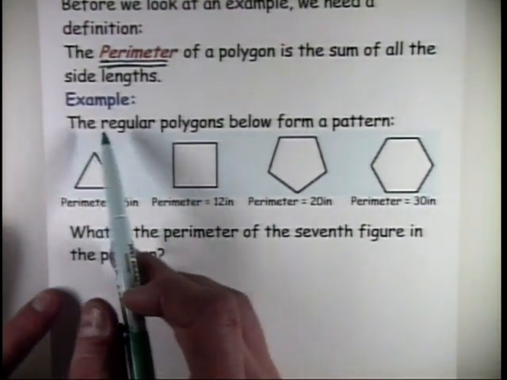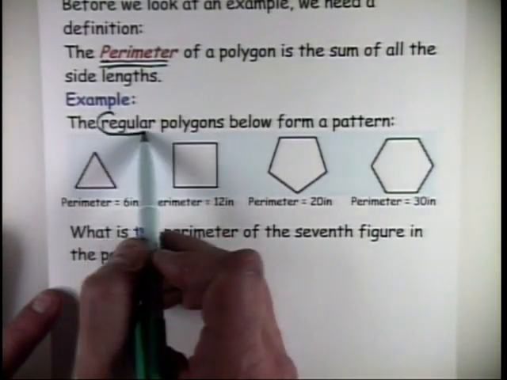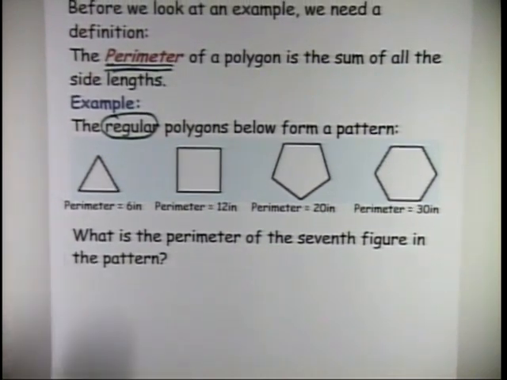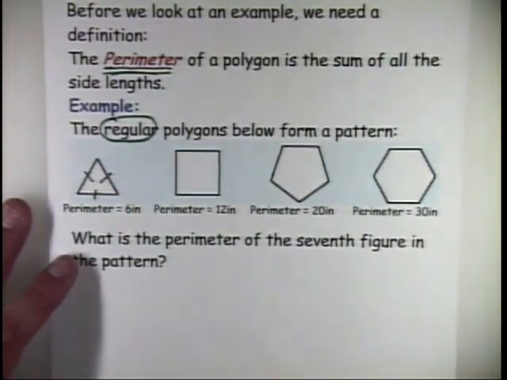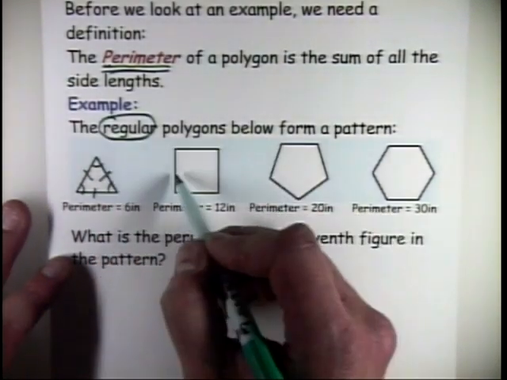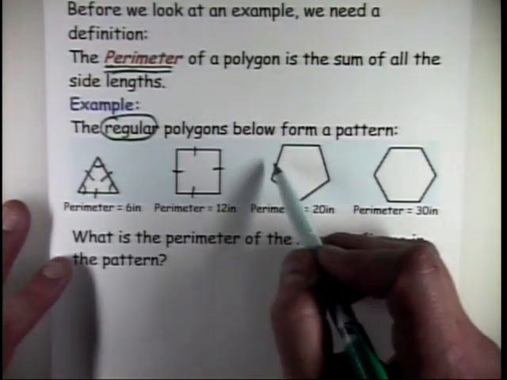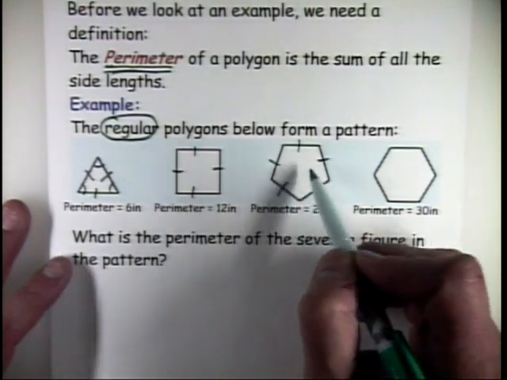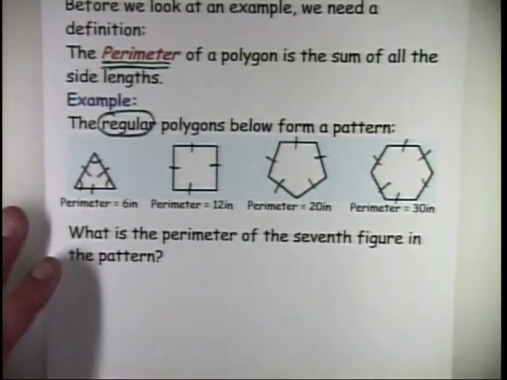The instructions say the regular polygons below form a pattern. Now the key word is reading regular. Regular in this case does not just mean run-of-the-mill average polygon. No, it's something very specific. It means that each of the sides in these polygons are congruent, and so are their angles. So this would be an equilateral triangle. This would be a square. This would be a regular pentagon, and this would be a regular hexagon.